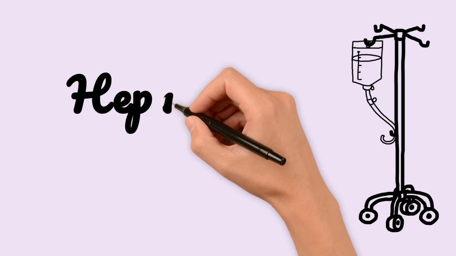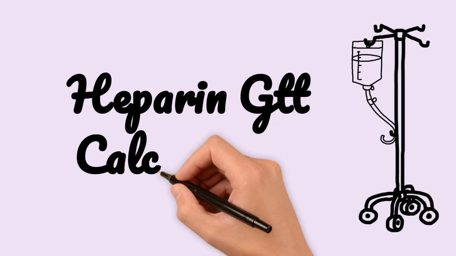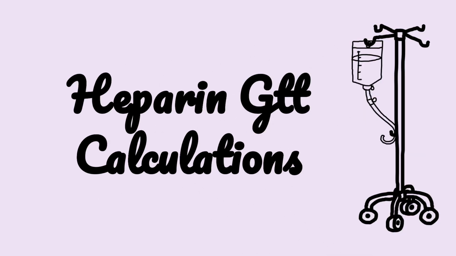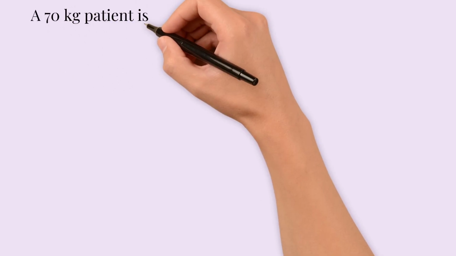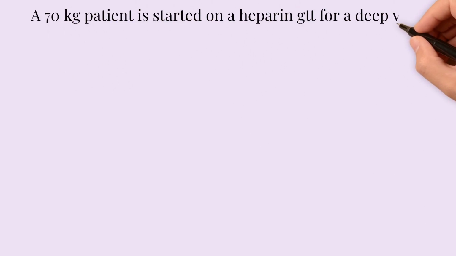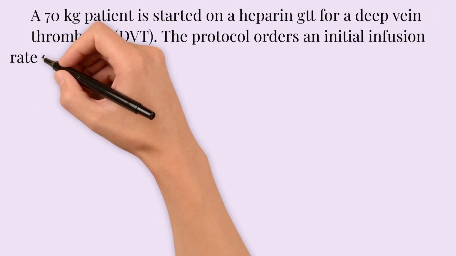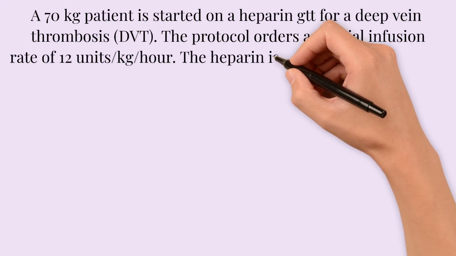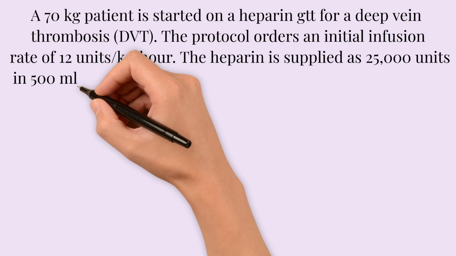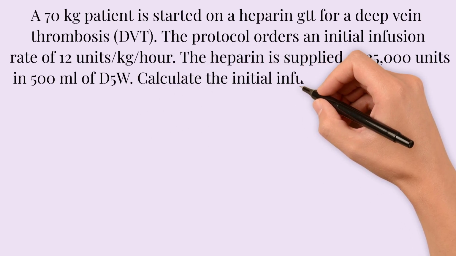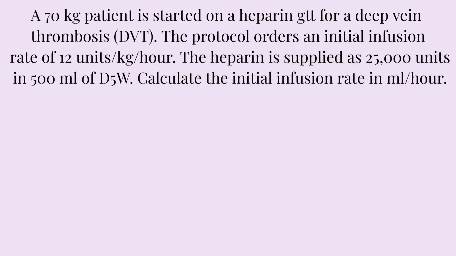Today we're going to focus on heparin drip calculations. Our first question: a 70 kilo patient is started on a heparin drip for a deep vein thrombosis, or DVT. The protocol orders an initial infusion rate of 12 units per kilogram per hour. The heparin is supplied as 25,000 units in 500 mLs of D5W. Calculate the initial infusion rate in mLs per hour.